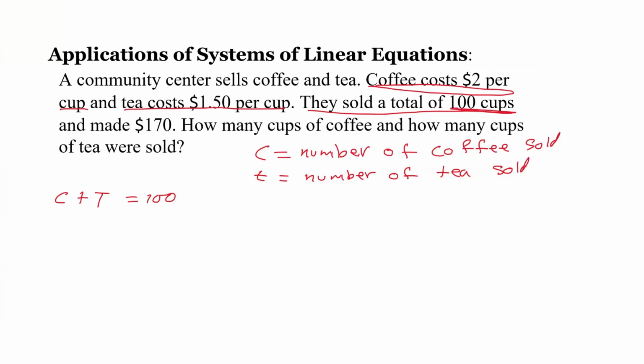So the 100 cups means some of them were coffee and some of them were tea. How many is coffee? How many is tea? We don't know. That's what we're going to find out.